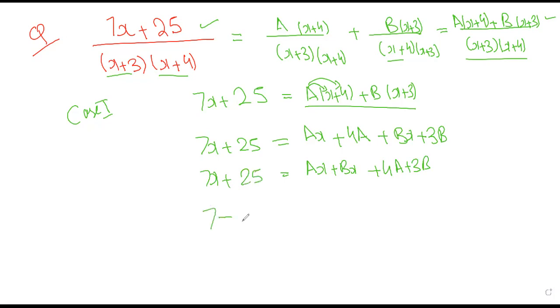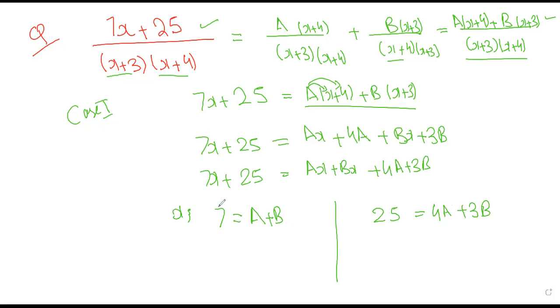So 7, or let's do it this way. The coefficients of x: 7 equals a plus b, and the constant terms: 25 equals 4a plus 3b. Okay. Anything that you have not understood so far, please tell me. No, ma'am. Okay, very good.